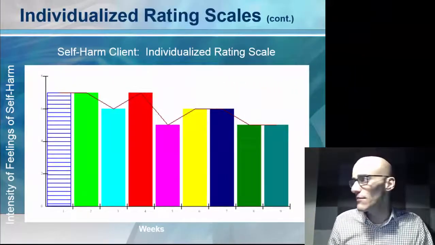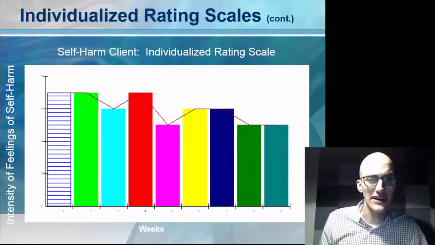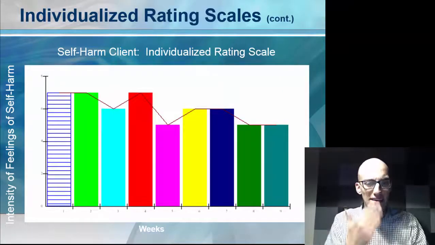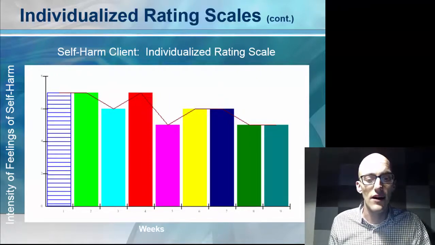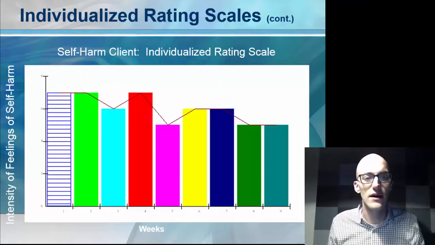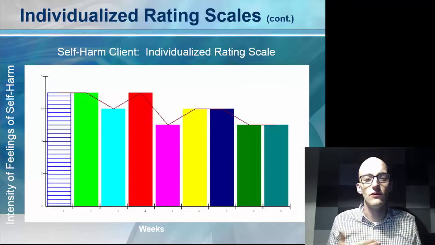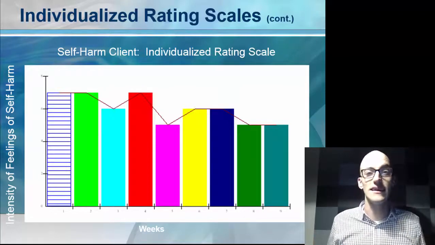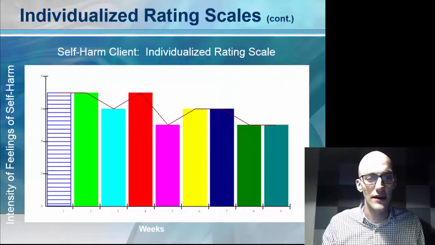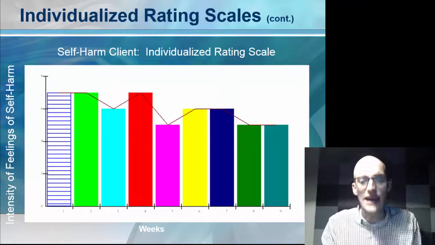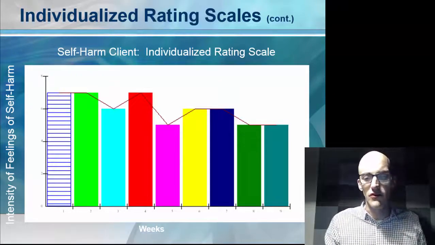So this is an example of an individualized rating scale for a self-harming client. This is the severity, or the intensity of their feelings to self-harm, and then number of weeks on the bottom. So from week to week, the clinician's been asking the person to rate the intensity of their urges to self-harm here. It looks like in weeks 1 and 2, it's up at a 6, and by weeks 8 and 9, it's all the way down to about a 5.